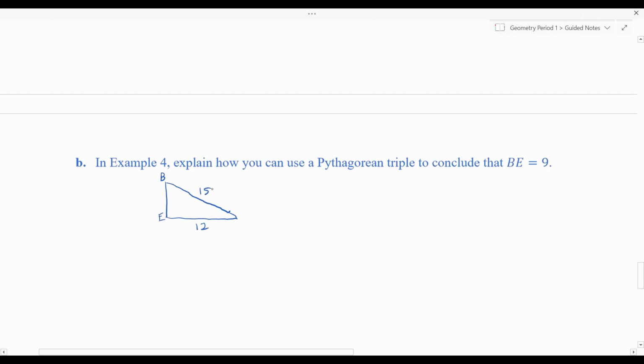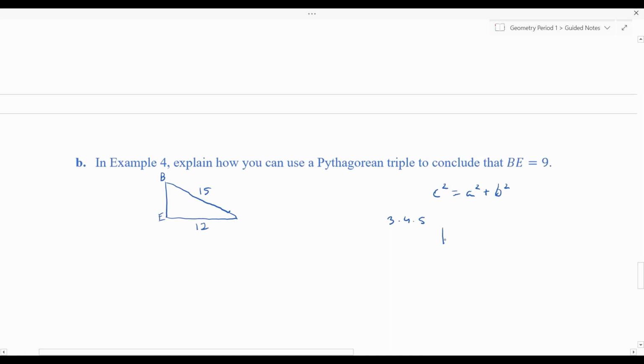Back when we were dealing with right triangles, we went over something known as a Pythagorean triple, which is a set of 3 whole numbers that make the Pythagorean theorem true. So if I had a set of 3 numbers to which this relationship applies, that would be a Pythagorean triple. I'm going to take a look at these 2 values that I have, a 12 and a 15. So I need to find out if I can find a Pythagorean triple. One of the most common ones is the 3, 4, 5.